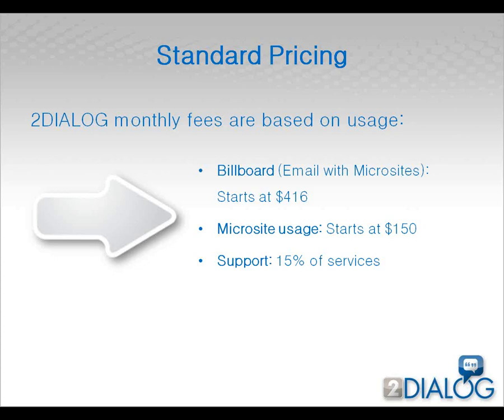Again, our pricing is based on usage, and it goes into buckets of usage. So there's 0 to 10,000, there's 10 to 50,000, there's 50,000 to 150,000, 150,000 to 500,000, and 500,000 to 1 million, and then over 1 million. So that's how our pricing breaks down, and this is where the pricing starts. Microsite usage starts at $150 a month, and our support is really just 15% of the services that we provide.